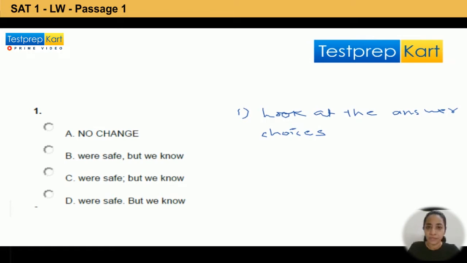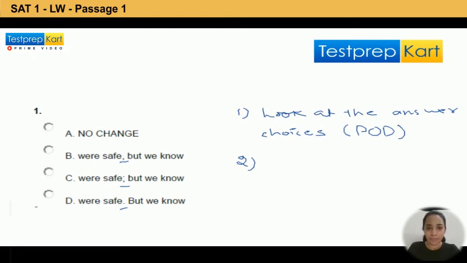And how would we identify an error? We'll identify it based on the point of differences in the answer choices. So we are looking at the answer choices for these differences, the point of difference. If we look at this, we find that the punctuations are changing. Now this gives us a way to identify the error. That means there is something wrong with the punctuations.